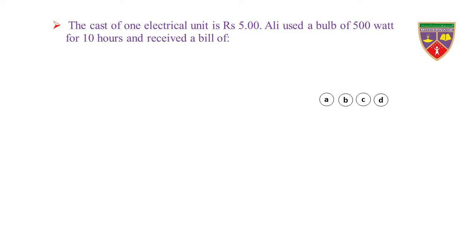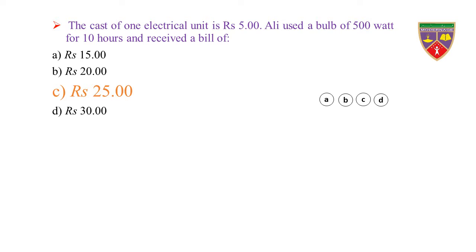The cost of one electrical unit is rupees 5.00. Ali used a bulb of 500 watt for 10 hours and received a bill of option A rupees 15.00, B rupees 20.00, C rupees 25.00, or D rupees 30.00. Key is 25.00. Therefore, the correct option is C.